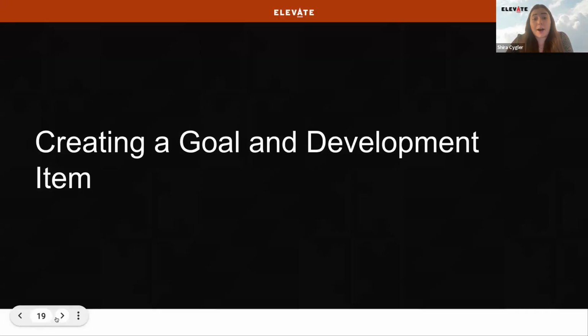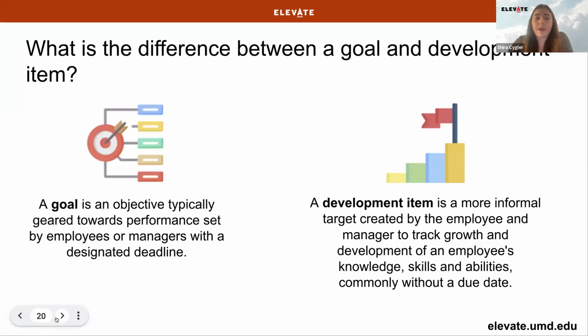So now we will talk about creating goals and development items, which tie in seamlessly with performance management. A goal is an objective typically geared towards performance with a designated deadline set by employees or managers. Goals can be set at the individual or organizational level in Workday. Managers will have the ability to create goals for individual employees or cascade them to their entire team or organization.